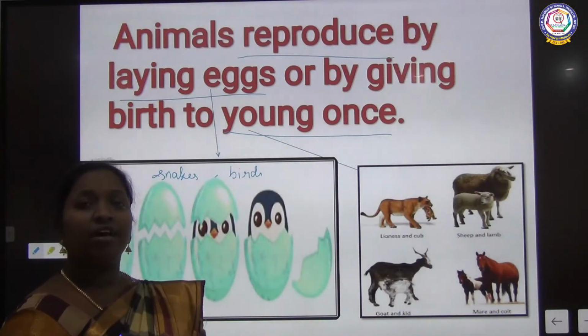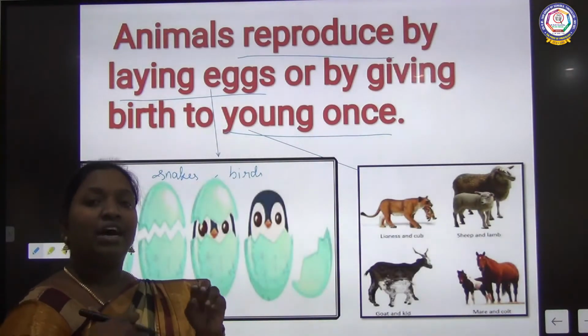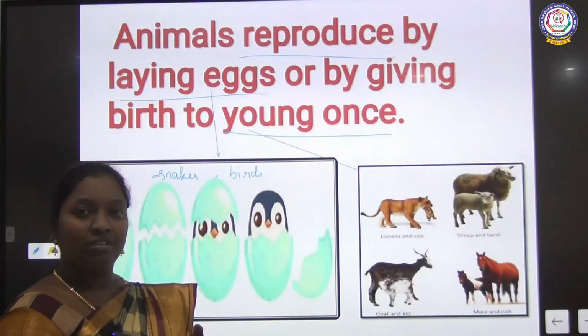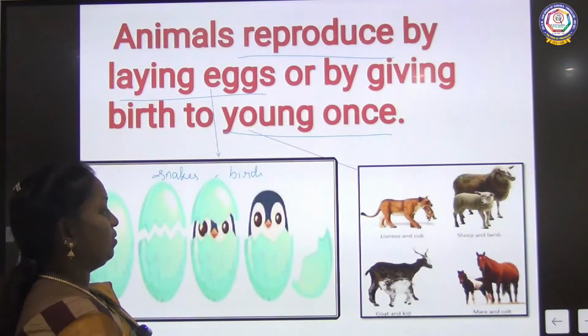How do animals reproduce? There are two ways in which animals reproduce young ones: one by laying eggs, second by giving birth. These are the ways animals reproduce.